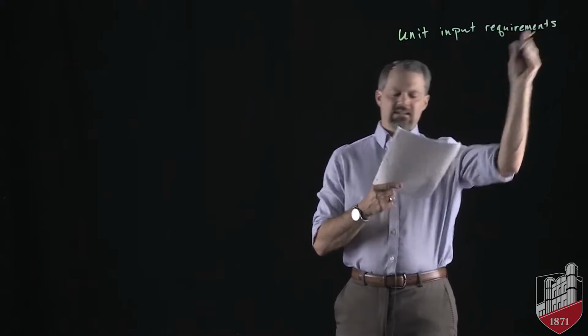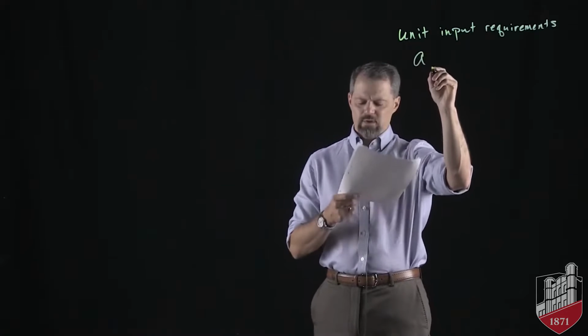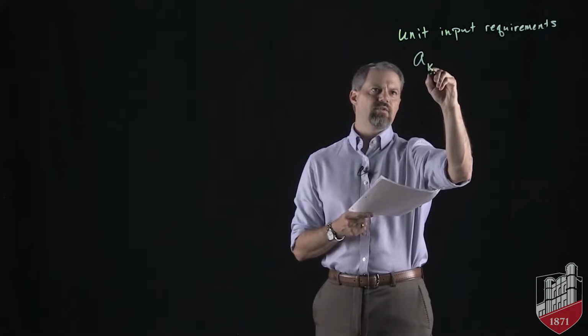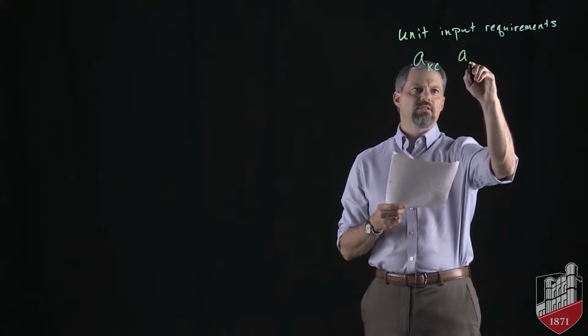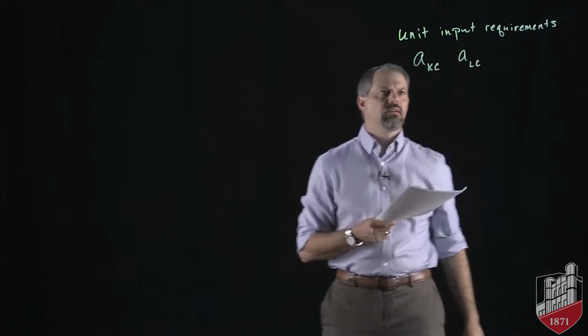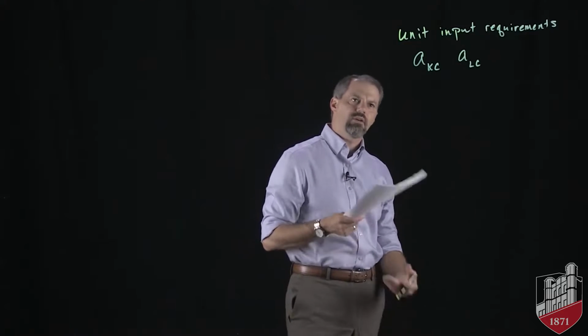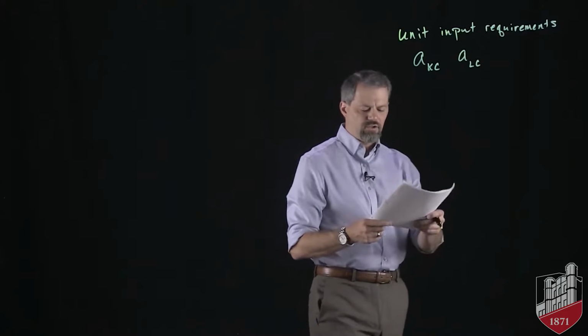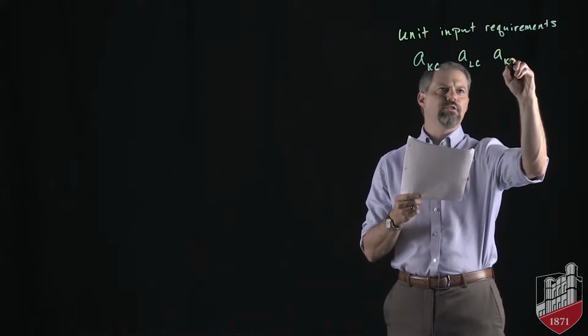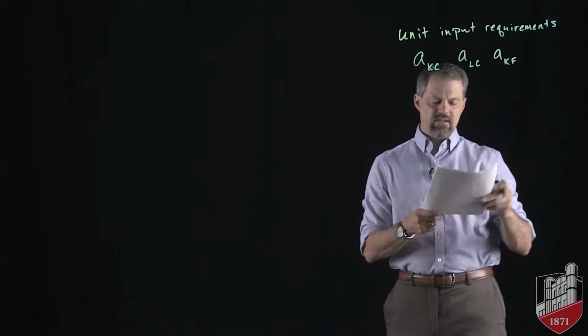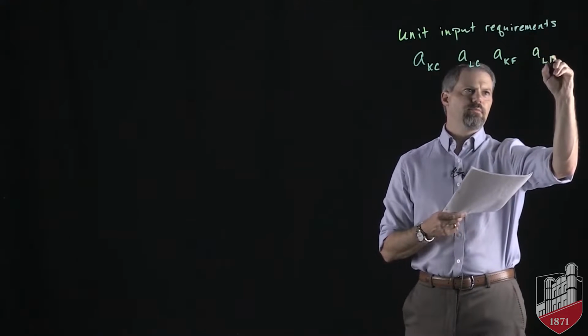We're going to designate the amount of capital that's used in cloth production as A with the subscript KC. That's the amount of capital used in cloth production. The amount of labor used in cloth production is going to be A with the L for labor, C for cloth. And then, as you can imagine, we'll have the amount of capital used in food production and the amount of labor used in food production.